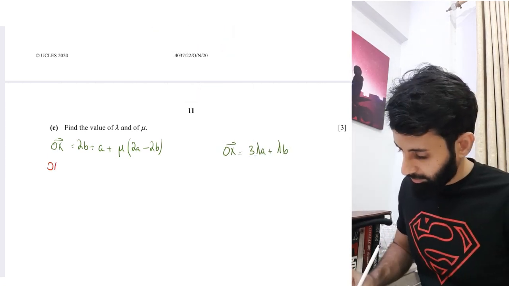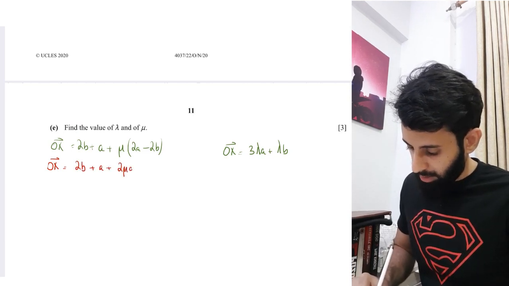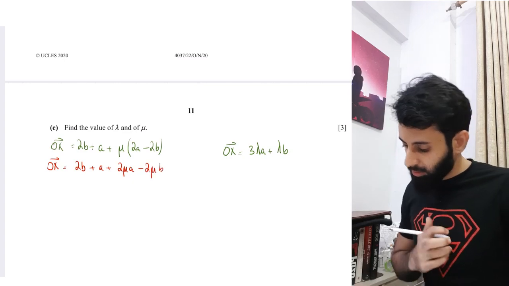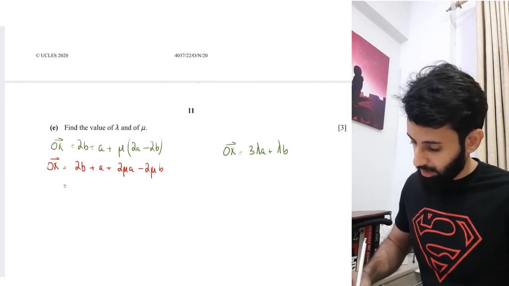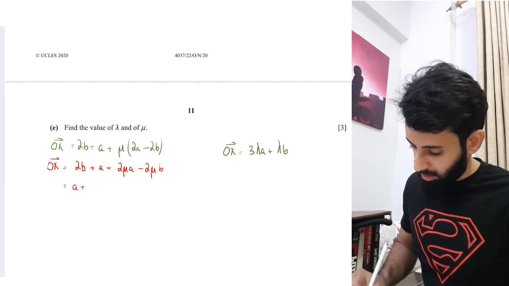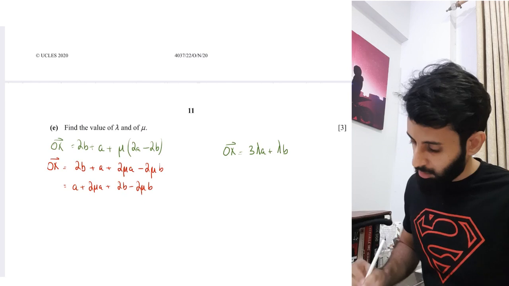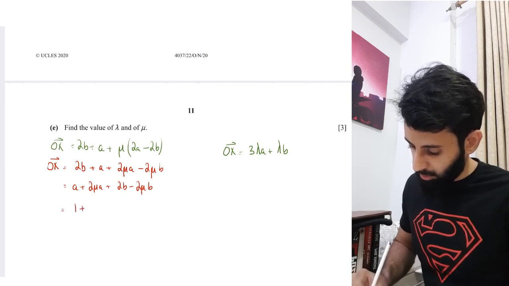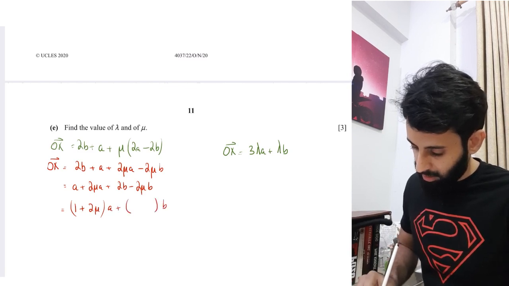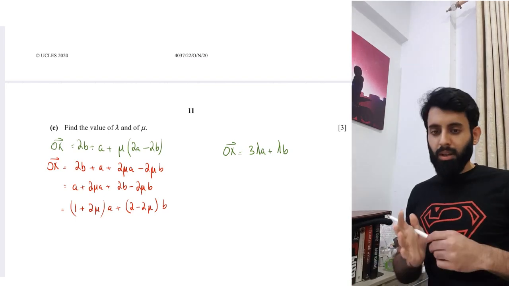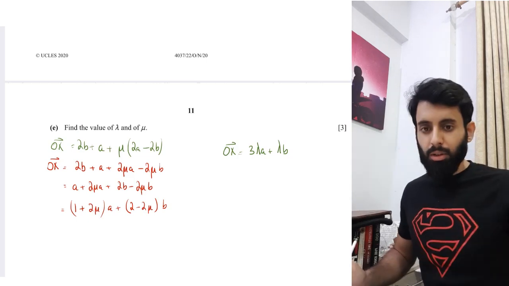As far as OX goes, I'm going to have to simplify it further. So we're looking at 2b plus a plus 2 mu times a minus 2 mu times b. Let's get all the a's and b's together. So let's write a first: a plus 2 mu a plus 2b minus 2 mu b. Let's factor out a from here, so I'll get 1 plus 2 mu times a, and then if I factor out b, I'll get 2 minus 2 mu. Remember, to factor out only a and b, you don't necessarily have to factor out 2b, even though you can, because you just want the components of a and b.